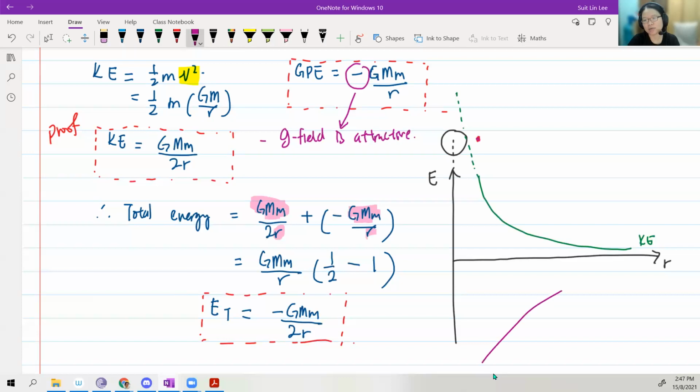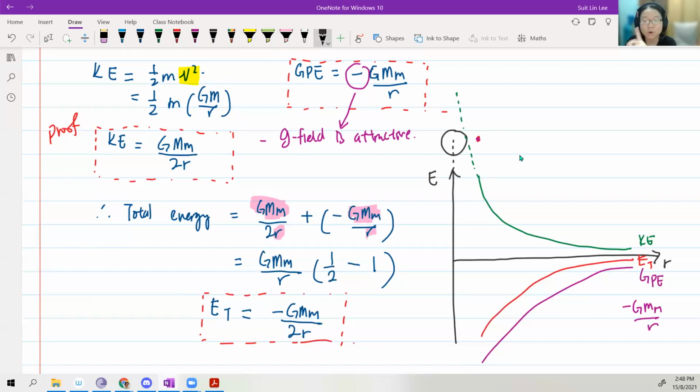It's a sketch now. Okay, get the point. Double GPE. Because GPE is negative GMm over R. Total energy would be the green graph plus the purple graph. Okay, which means the total energy will be symmetrical to this green graph. ET. Okay. Total energy.